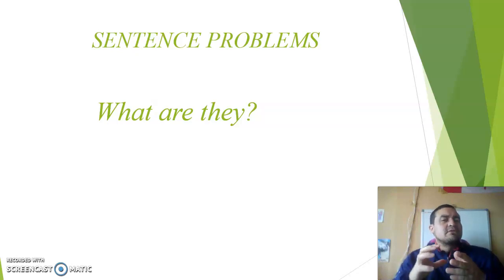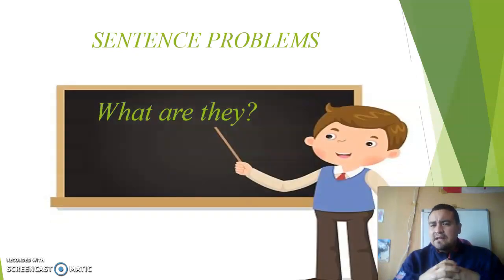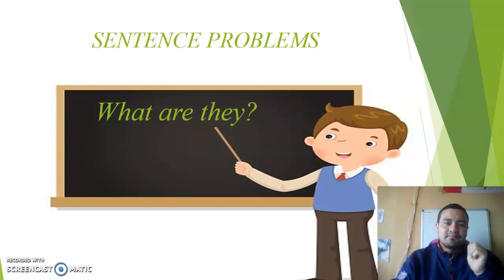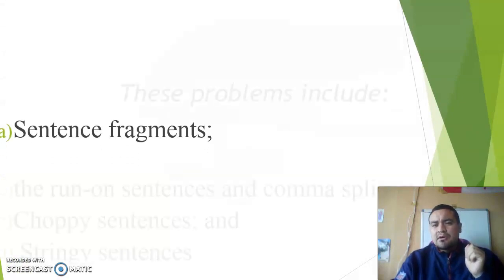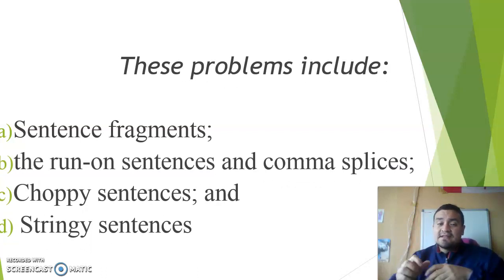There are certain rules that we need to follow in order for us to improve our academic writing, and if we don't know these rules, we can come across some problems. There are 4 types of sentence problems, but what are they? The 4 types of sentence problems that we come across in academic writing are sentence fragments, run-on sentences and comma splices, choppy sentences, and stringy sentences. Let's review them one by one.